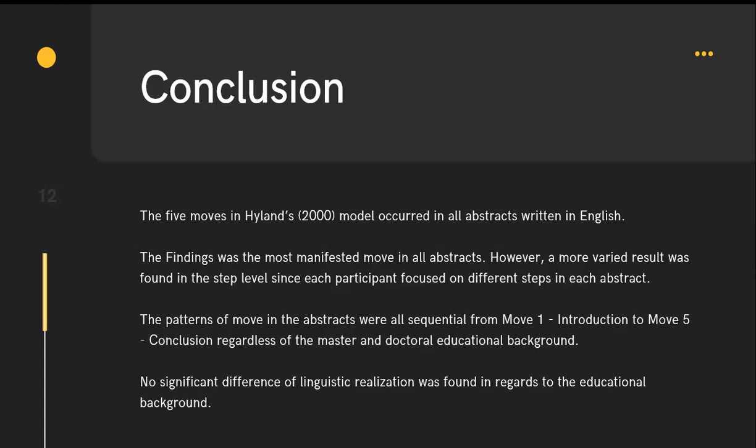The findings reveal some similarities and variations between the abstract. The 5 moves in Hyland's model occurred in all abstracts written in English. The findings was the most manifested move in all abstracts. However, a more varied result was found in the step level since each participant focused on different steps in each abstract.